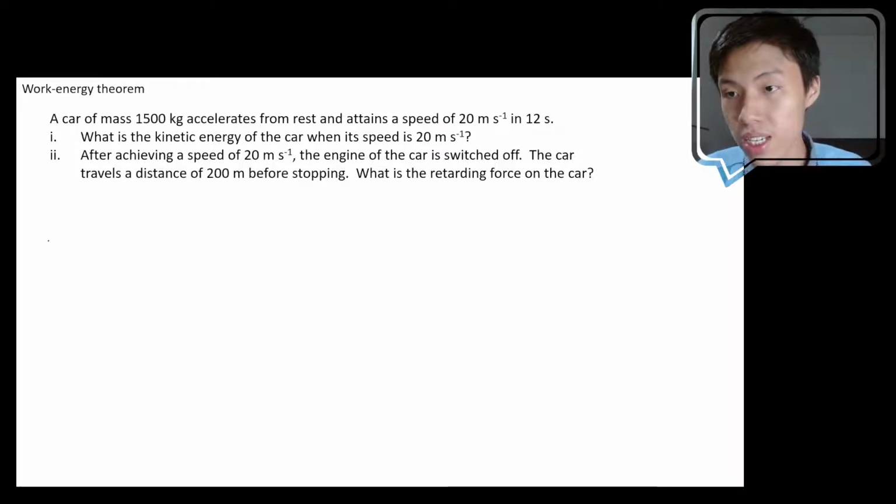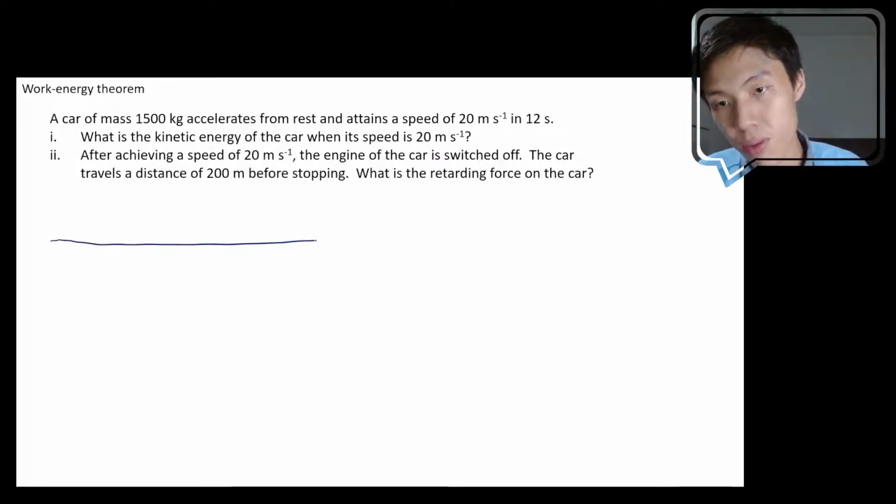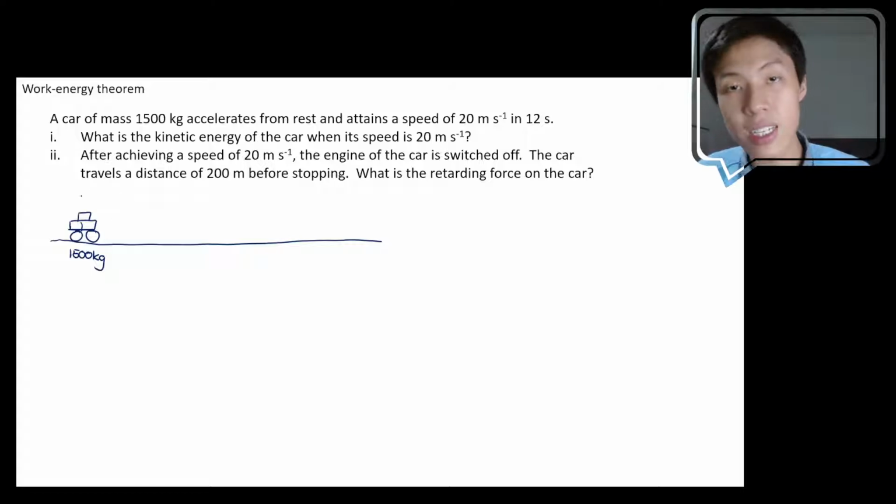So let's say we have something here to represent the ground, and you have a car here, and this car, as mentioned in the question, is 1500 kg. Then it's going to accelerate from rest. So initially it's going to have an initial speed of 0 meters per second.